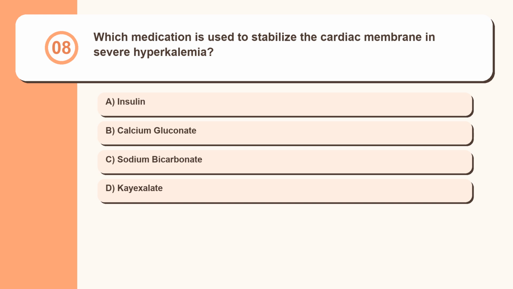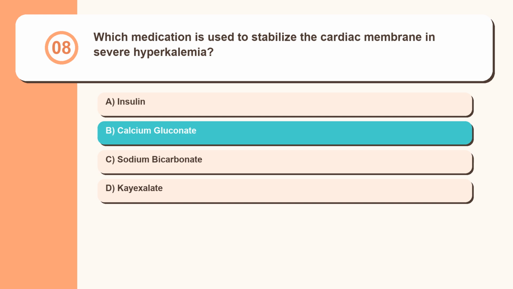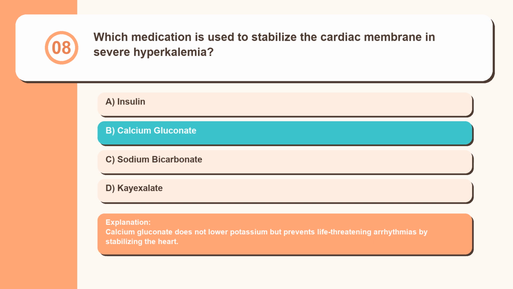Question 8. Which medication is used to stabilize the cardiac membrane in severe hyperkalemia? Insulin, calcium gluconate, sodium bicarbonate, Kayexalate. Calcium gluconate does not lower potassium but prevents life-threatening arrhythmias by stabilizing the heart.